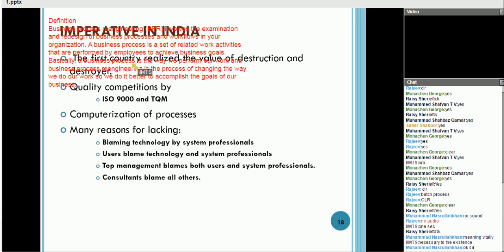Imperative in India. The first country realized the value of destruction and destroyer, quality competitions by ISO 9000 and total quality management, computerization of process. Imperative. See here, imperative means necessity, necessary. Right, so I was just checking the meaning of imperative. Necessary. Why is it necessary in India?